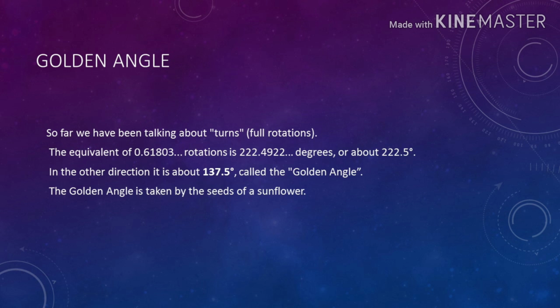Golden angle. So far we have been talking about turns, full rotations. The equivalent of 0.61803 rotations is 222.4922 degrees or about 222.5 degrees. In the other direction it is about 137.5 degrees, called the golden angle. The golden angle is taken by the seeds of a sunflower.